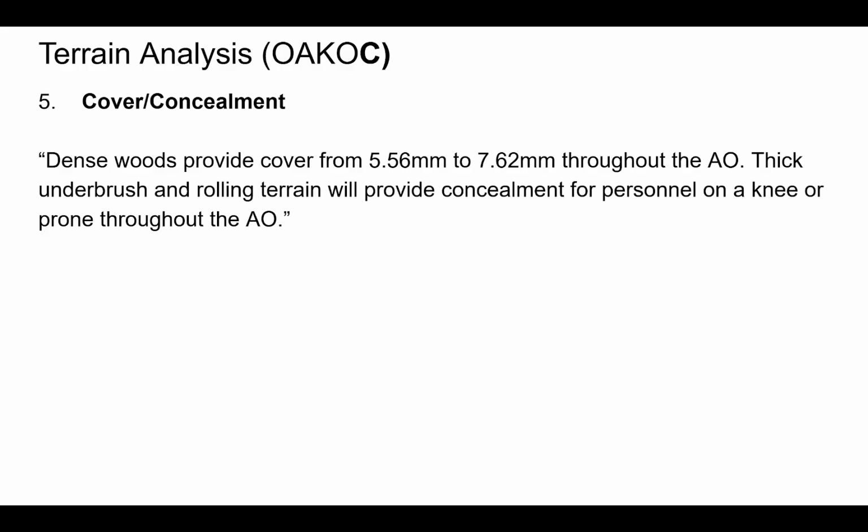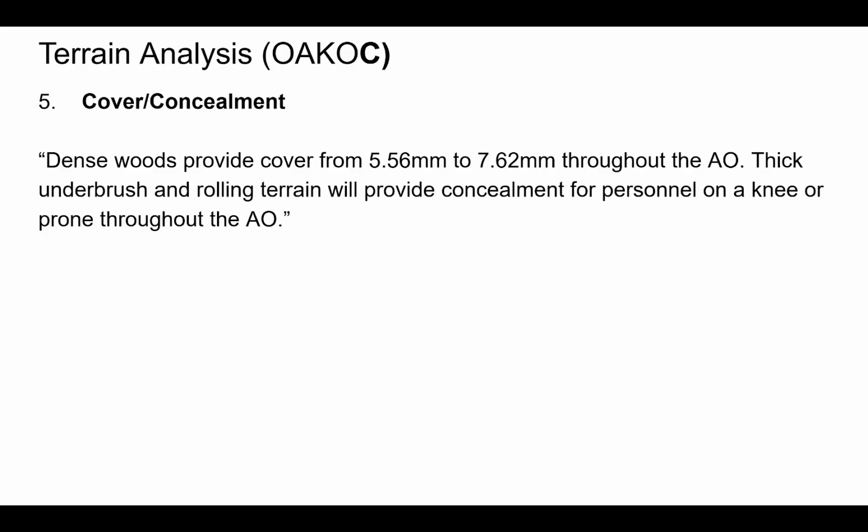Last one is going to be cover and concealment, similar. So the dense woods are going to limit the movement, they're going to limit the observation, but they're also going to act as cover and concealment. So it's important to include in the last part as well. So they provide cover from 5.56, 7.62 throughout the AO. Also, there's going to be a lot of thick underbrush, rocks. I know our map we're probably going to use is going to be pretty rocky. So that's going to be able to provide cover for personnel on a knee or prone throughout the AO. And that is the last thing for terrain analysis.